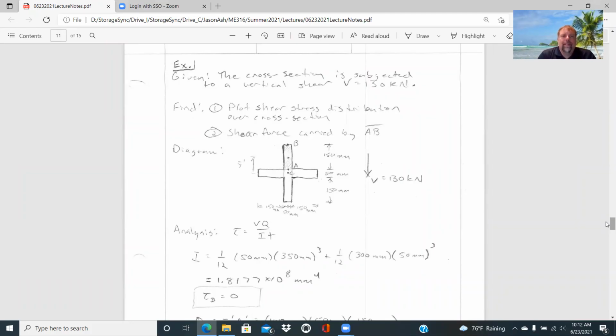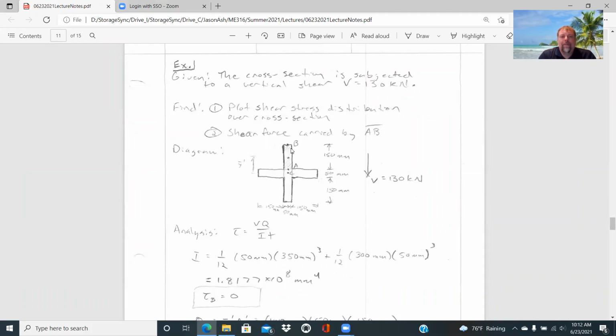But this particular problem example is we're given a cross section that looks like a plus sign, and it's subjected to a vertical shear of 130 kilonewtons. And what we're asked to do is plot the shear stress distribution over the cross section.